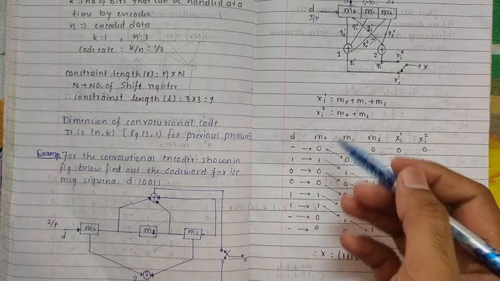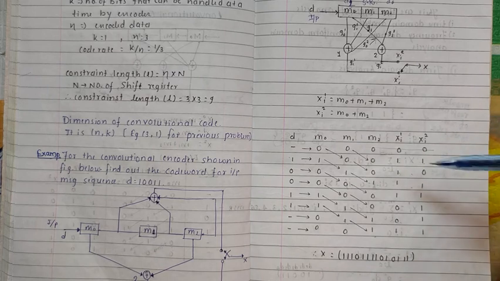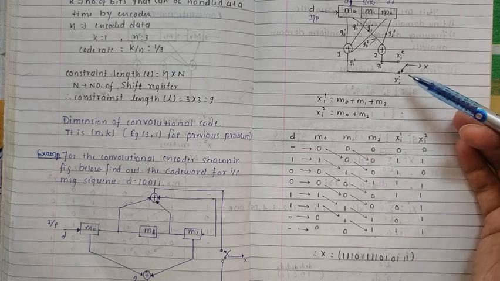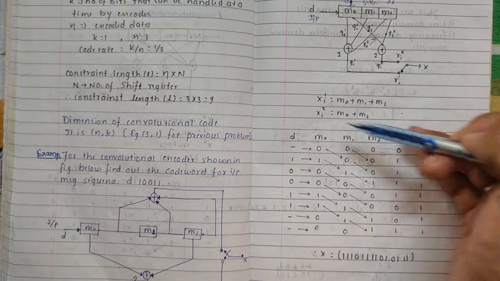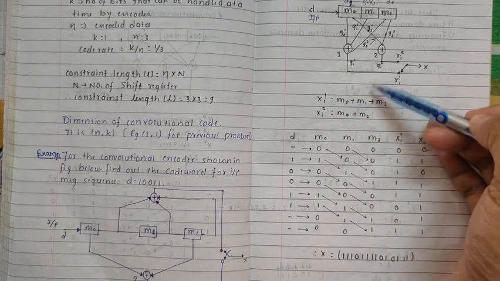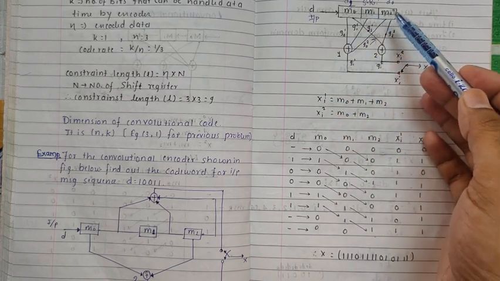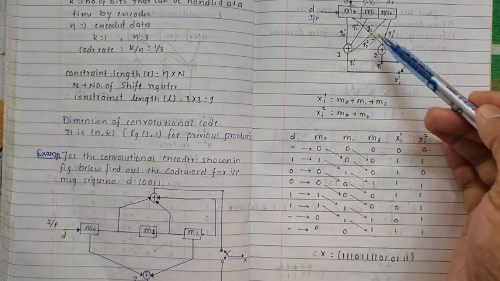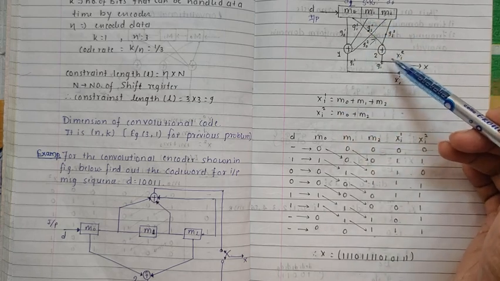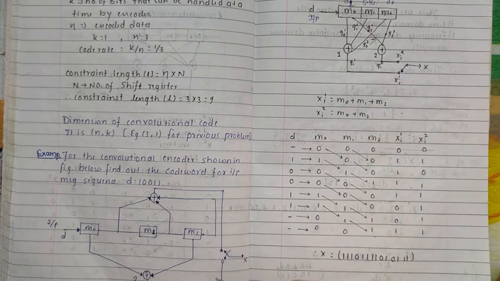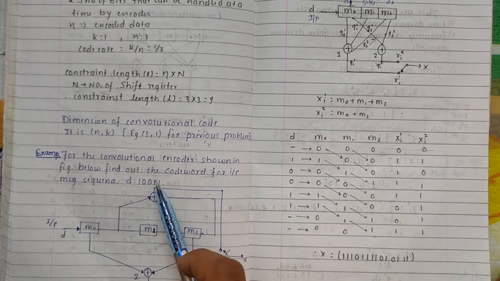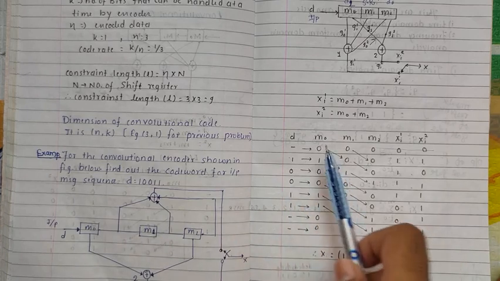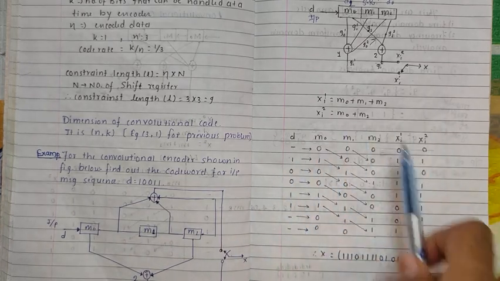Now before writing the final answer, let us first write the values of X1 and X2. What is the value of X1? X1 is M0 plus M1 plus M2, and X2 is M0 plus M2. Now for which input do we need to calculate the output? The input is 10011.